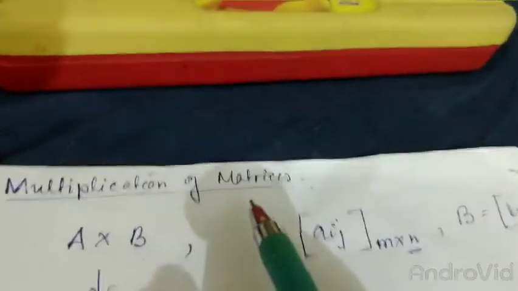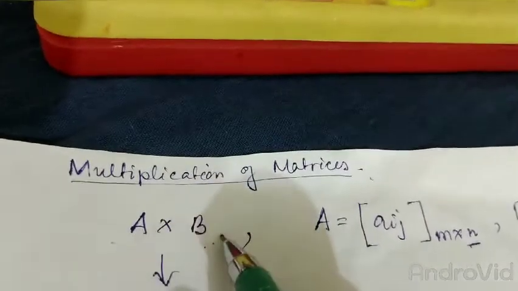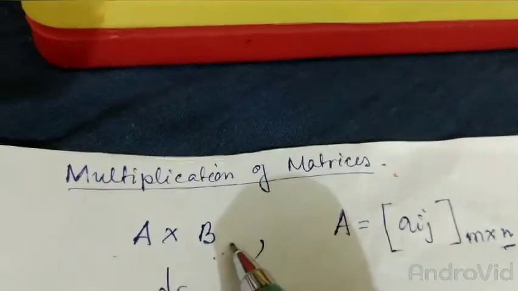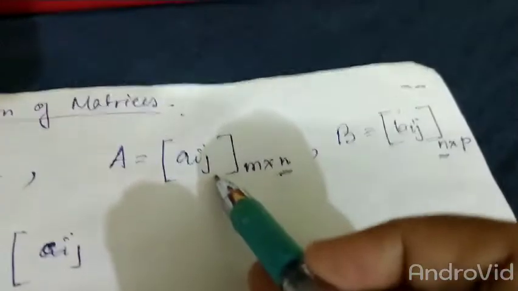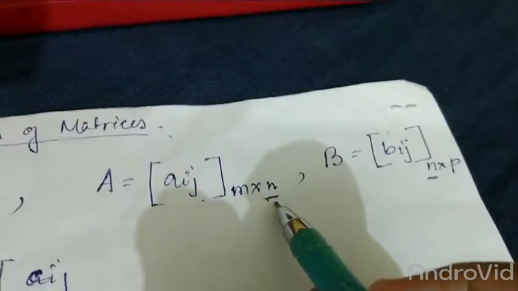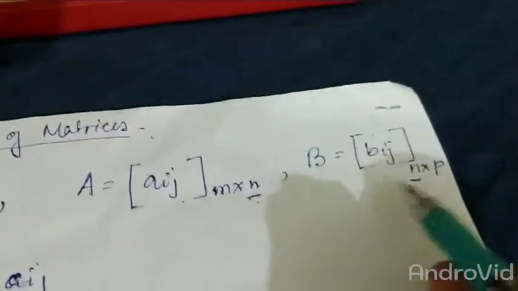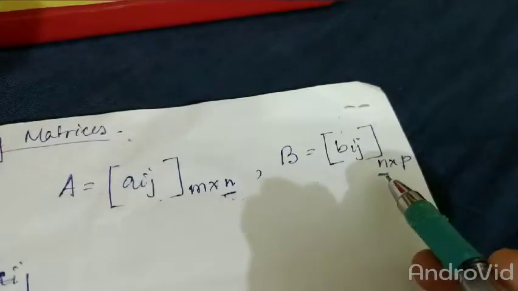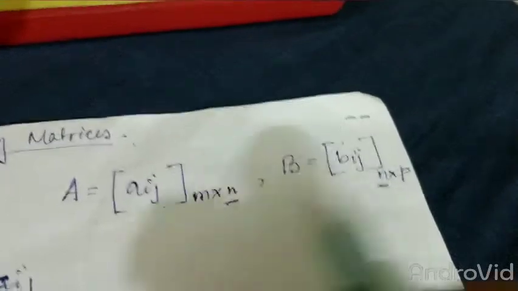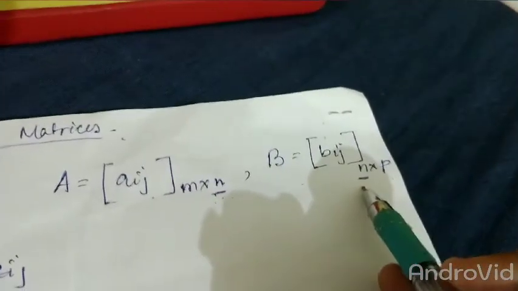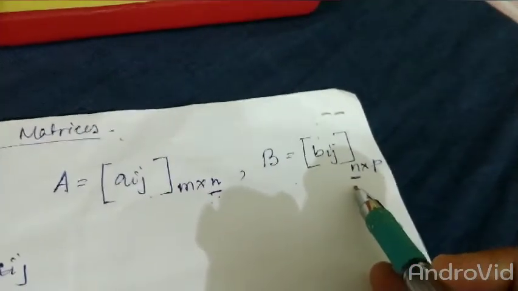Today we will discuss how to multiply two matrices. Suppose we want to multiply two matrices A and B. What should be the conditions on A and B? Let us discuss that first. If the order of A is m by n, then the order of B must be of the form n by p. That is, the number of columns of A must be equal to the number of rows of B. This is the preliminary condition.